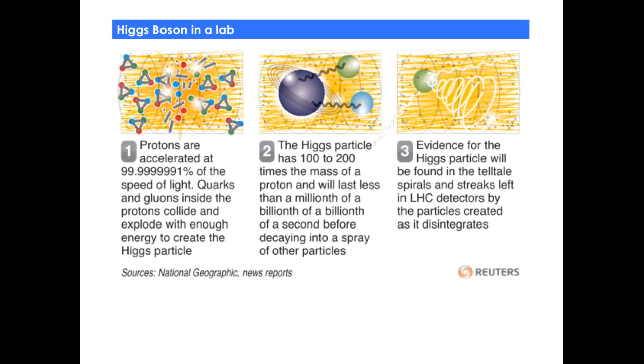The Higgs particle has 100 to 200 times the mass of a proton and will last less than a millionth of a billionth of a second before decaying into a spray of other particles. Evidence of the Higgs particle will be found in the telltale spirals and streaks left in the Large Hadron Collider detectors by the particles created as it disintegrates.